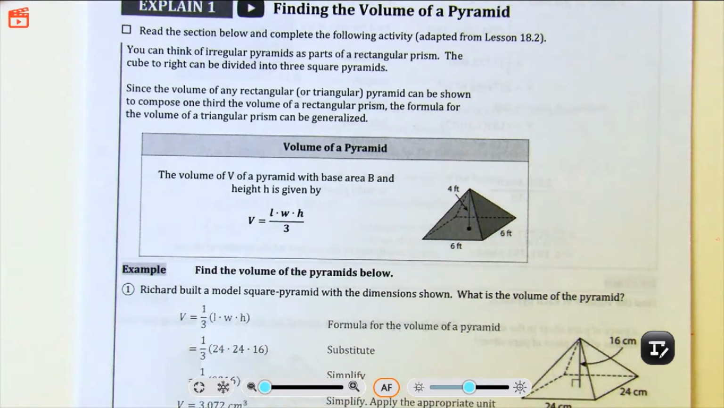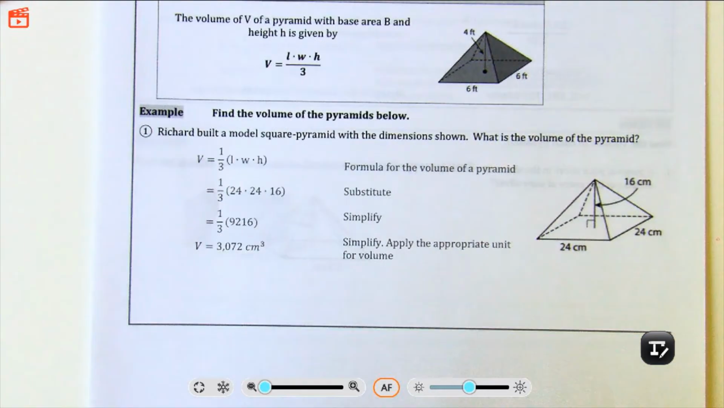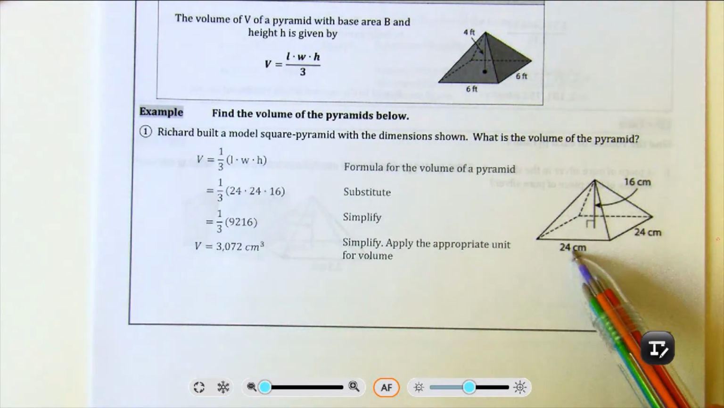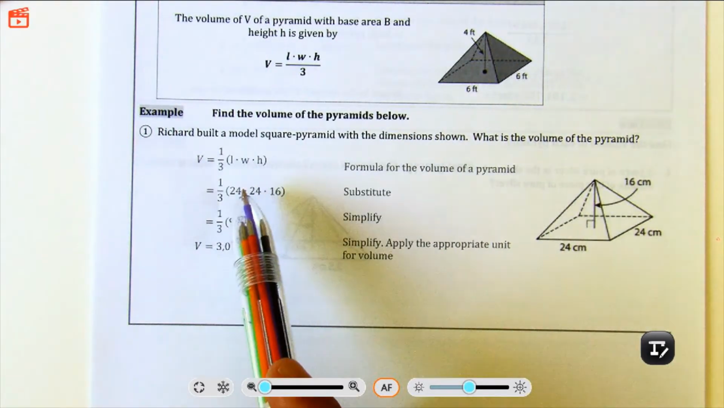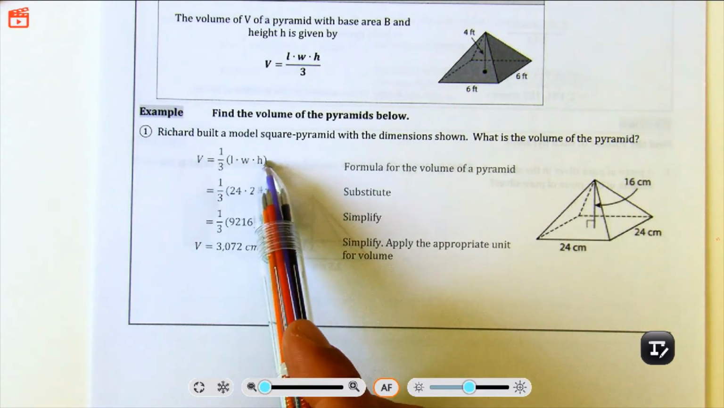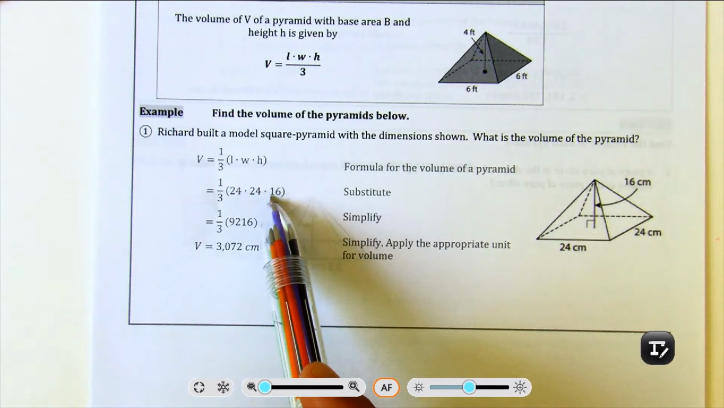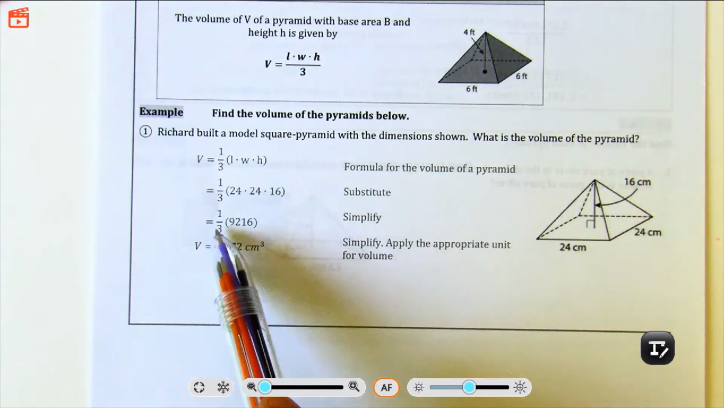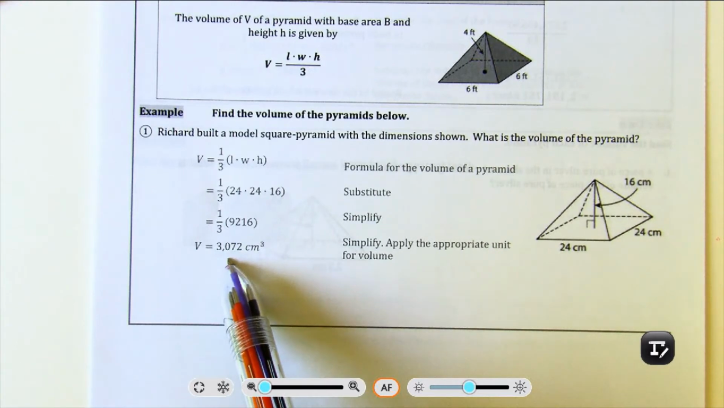So in the first example, to find the volume of this pyramid, we need to know what the length is, the width, and the height. So we write the formula 1/3 times length times width times height, 1/3 times 24 times 24 times 16. A third of 9,216 gives us 3,072.